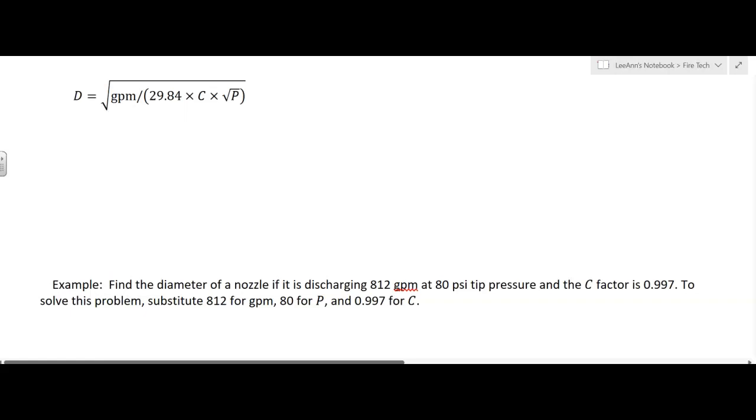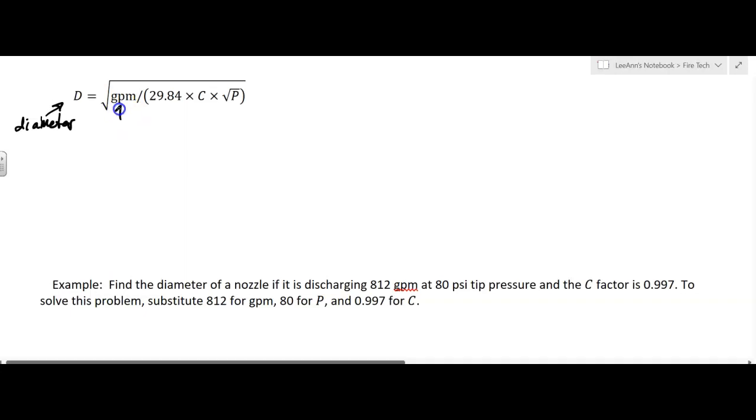This was an example in a book, in the fire hydraulics book. It says, find the diameter of a nozzle. Okay, and they're going to give us the formula, but that's the diameter right there. So the diameter equals something. Find the diameter of a nozzle if it is discharging 812 GPM.